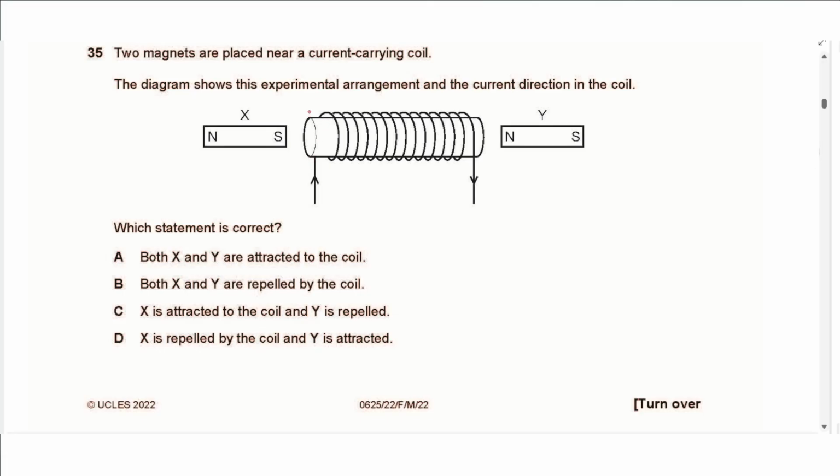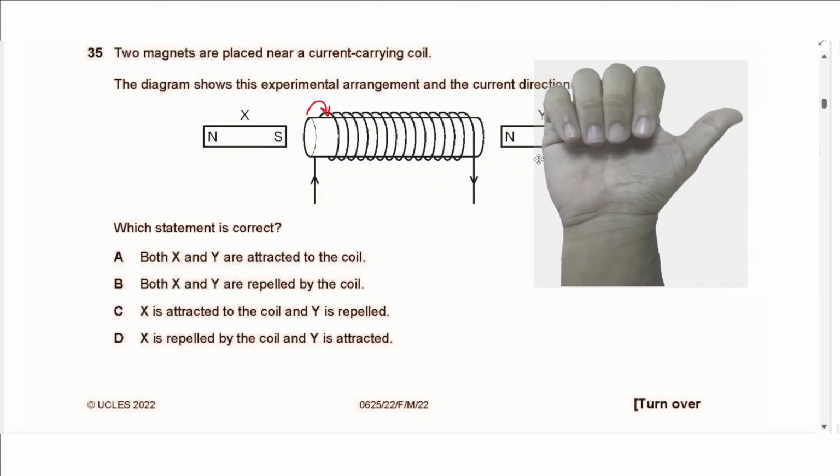So the current is moving up from behind the coil and moving down in front of the coil. We have to use the right hand grip rule here. So the fingers are curled in the same direction as the current and the field is pointing this way. Means that this point is north and this point is south. So north and north repel, south and south repel. So they both repel. So the answer is B.